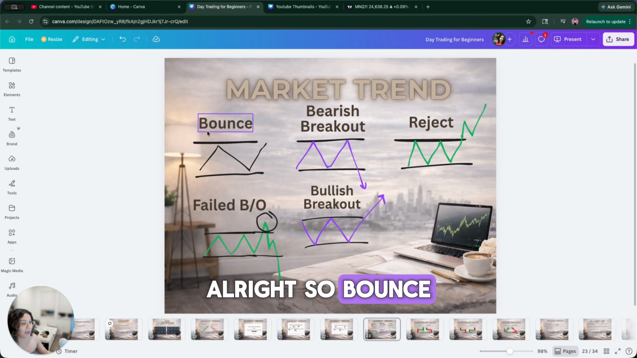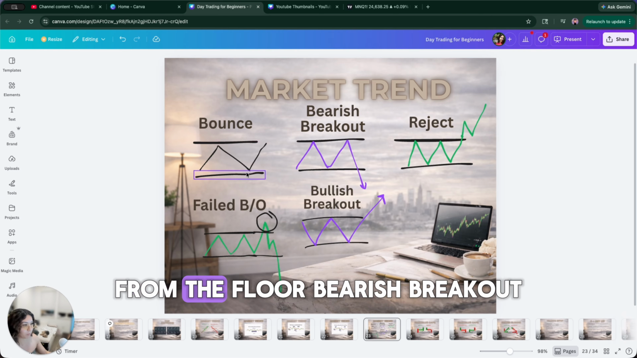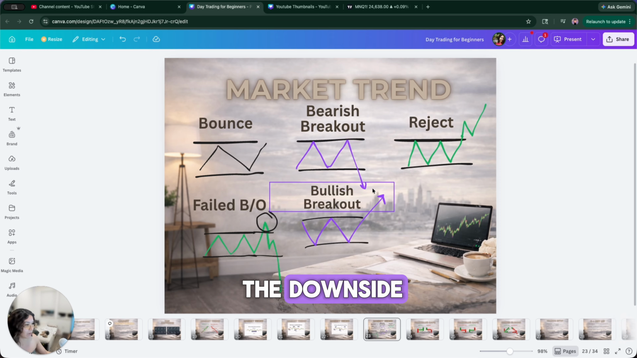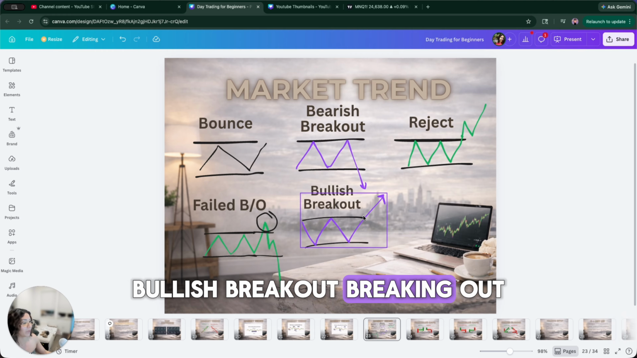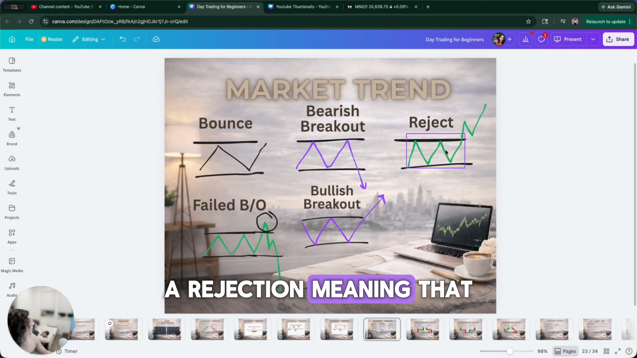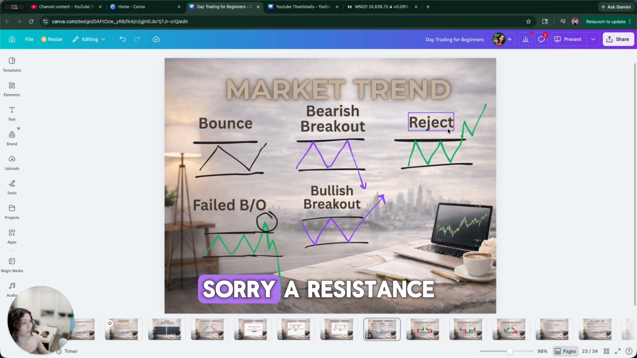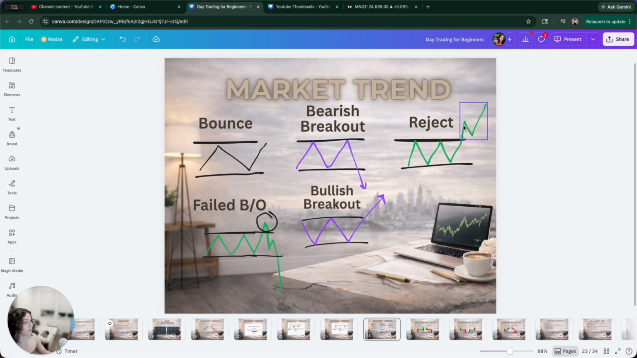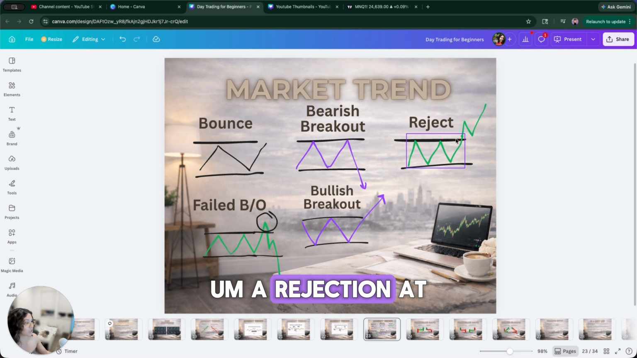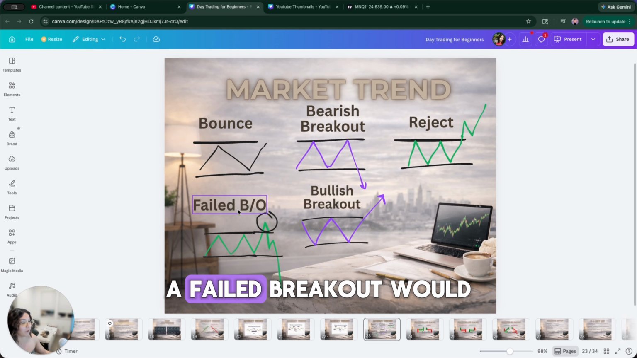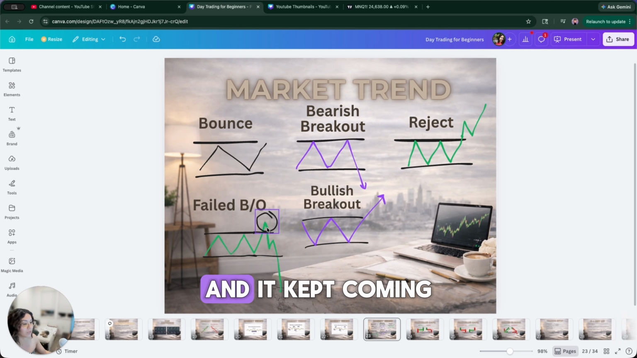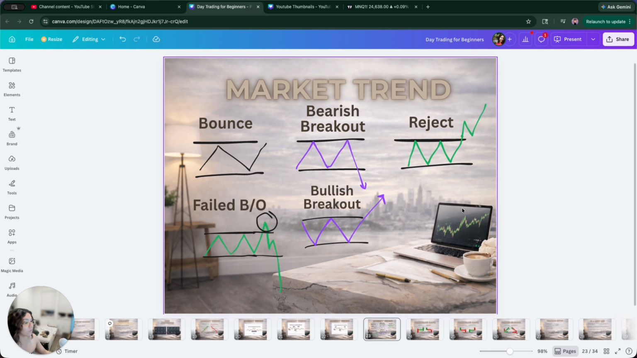All right, so bounce, we're bouncing from the bottom, from the floor. Bearish breakout, we're breaking out to the downside. Bullish breakout, breaking out of the resistance. A rejection, meaning that we failed to break, and resistance, a rejection at the top of the ceiling. A failed breakout would mean that it didn't hold and it kept coming back down.